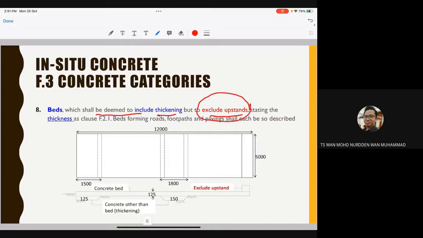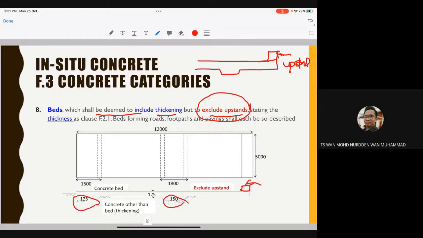Apa maksud upstand? Katakanlah kita ada concrete bed, so kita ada buat thickening, kita boleh combine together. Tetapi kalau ada upstand, dia buat kat situ. Contohnya this one is upstand lah. Upstand berdiri kan. So macam ni lah situasi dia. So yang ni kena measure separately lah. Jika kat sini shall be deemed to include thickening, this is thickening, but to exclude upstand. So kena exclude upstand. Kena measure it separately.